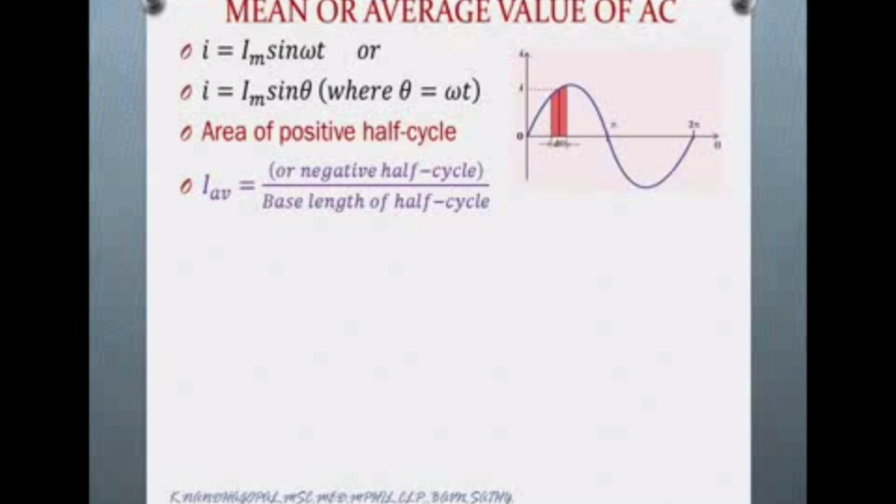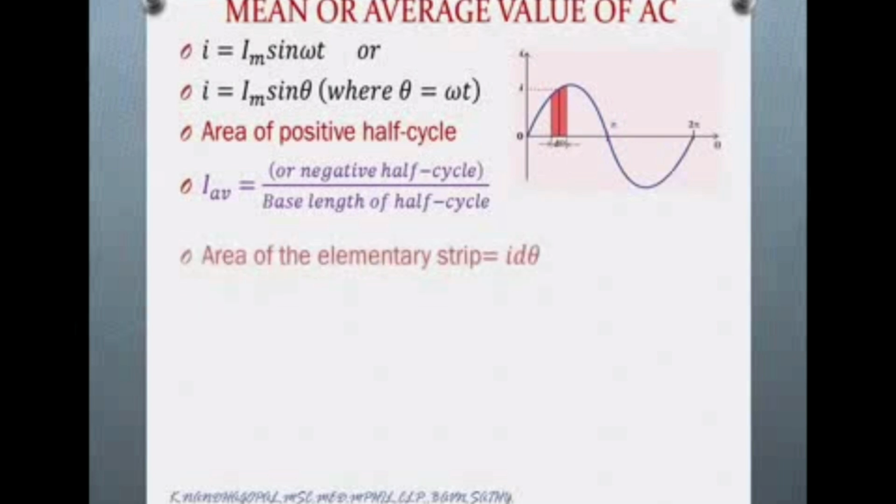So I average equals the area of the positive half of the cycle or negative half of the cycle divided by the base length of the half cycle. The picture is shown here. We can take only the positive half or the negative half, then the base length of the half cycle. The base length of the negative half is pi to 2 pi, and for the positive half it is 0 to pi. So 0 to pi means the base length is pi, and pi to 2 pi also means the base length is pi. So positive or negative, the base length is the same.